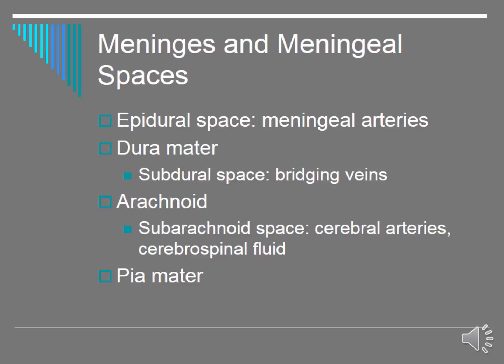So just to recap, the meninges, which are those protective layers of the brain and the spinal cord and the meningeal spaces, you have the dura mater, which is the outermost layer, then the subdural space, then the arachnoid layer, then the subarachnoid space, which is where your cerebral spinal fluid is circulating, also cerebral arteries in that subarachnoid space, and then the innermost layer is the pia mater, which is actually laying up close enough to the arachnoid layer to keep those cerebral arteries in place.